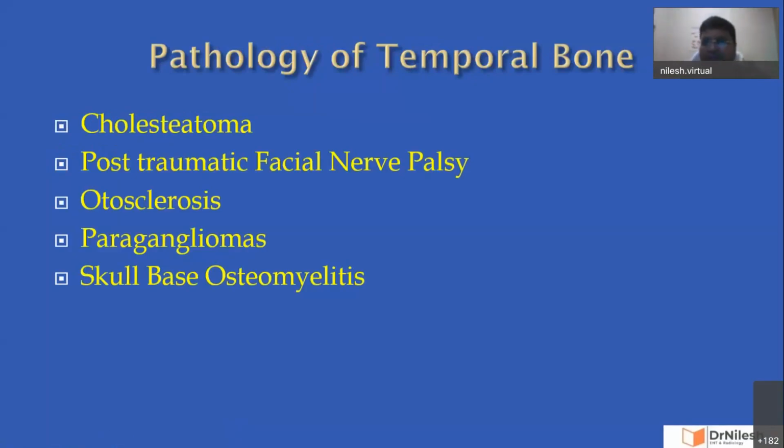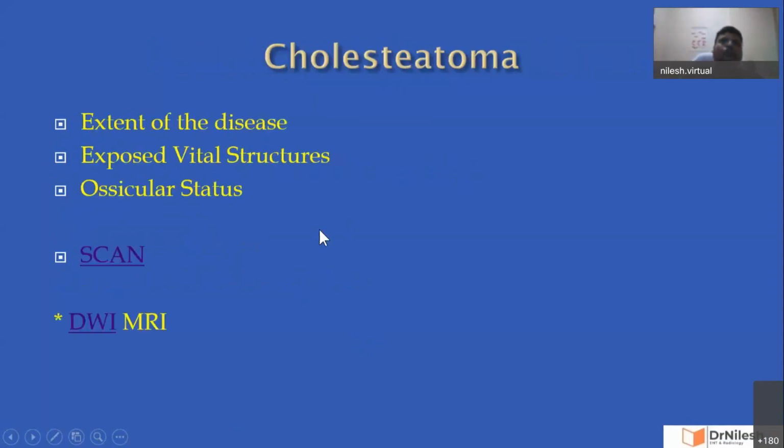So pathologies of the temporal bone, there may be repeats in between because I covered something in the facial nerve also. Pathologies like cholesteatoma, post-traumatic we already saw, otosclerosis we'll see, paragangliomas and skull-base osteomyelitis we'll see. Only thing I'll skip is the post-traumatic facial nerve palsy because we already saw it. So in cholesteatoma, we see the extent of the disease, because depending on the extent of the disease, you are going to decide which procedure you are going to do.